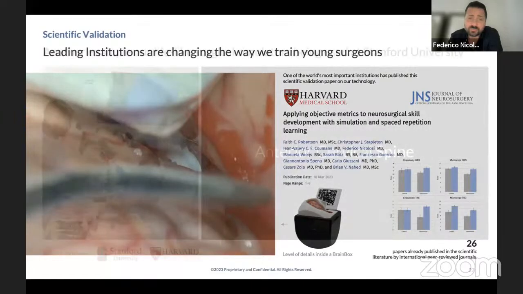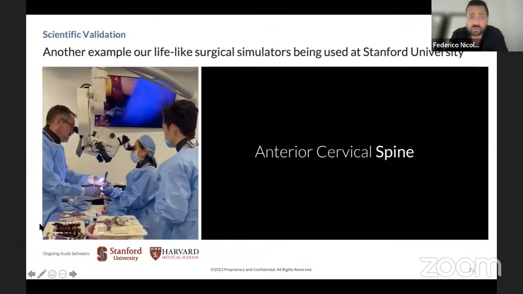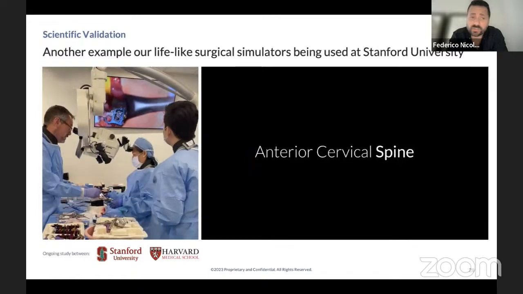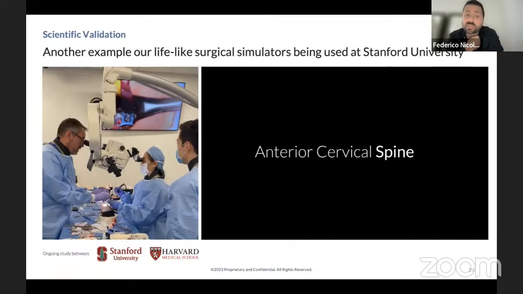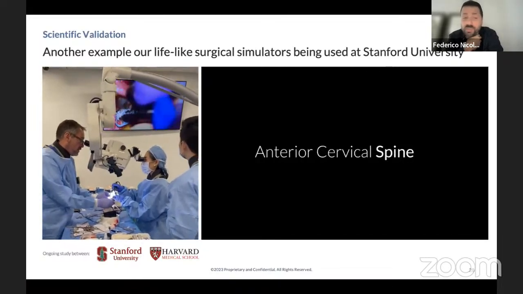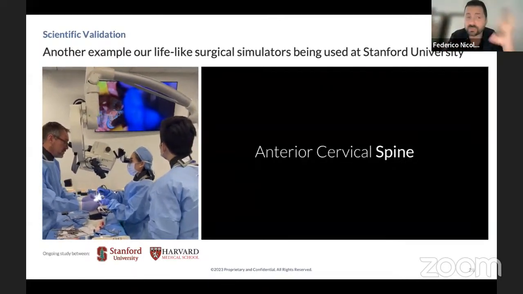And this is another example. On the left, you see a leader of Stanford University training a young surgeon on an anterior procedure. So what you see on the screen is something very lifelike, and on the table you see a lot of technology. And so the situation is very realistic, let's say. So it's also an emotional impact that you need to have.